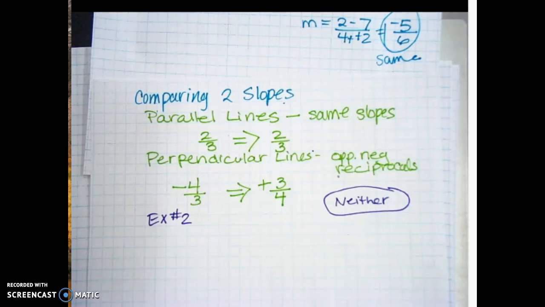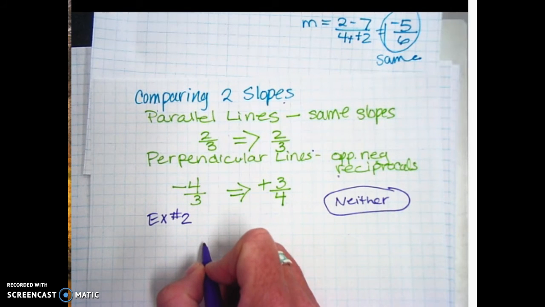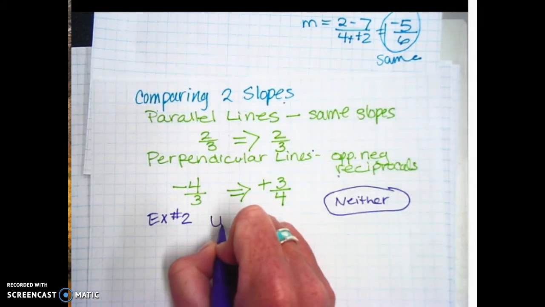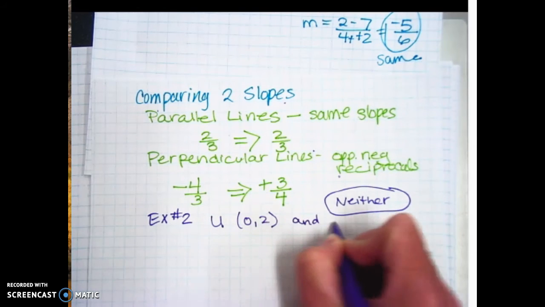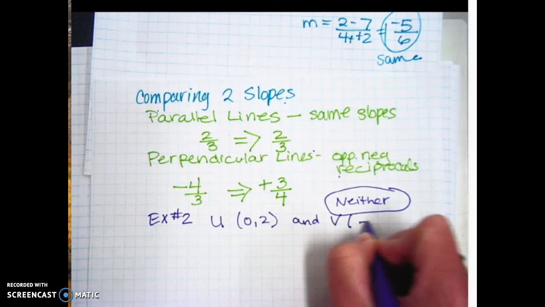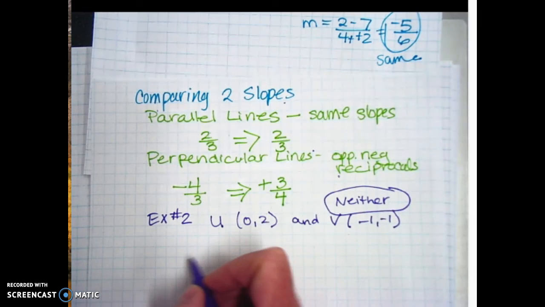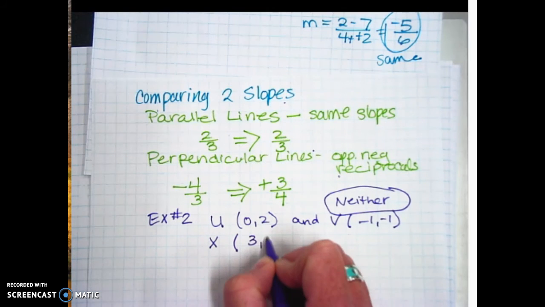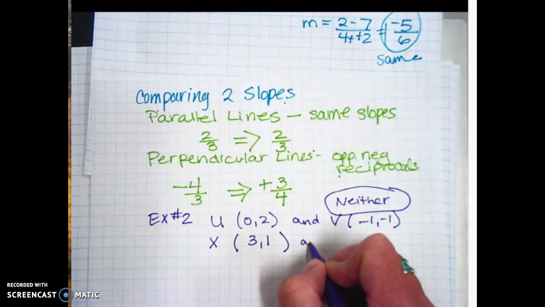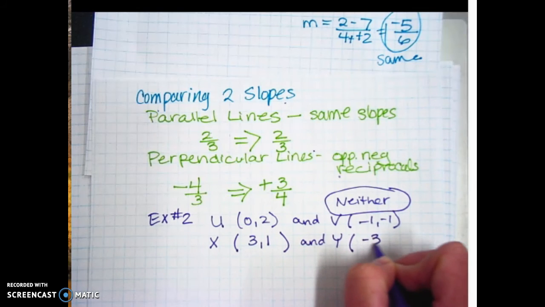All right? So here are the 2 lines. The first one has point U, which is at 0, 2, and V, which is at -1, -1. That's our first line. Then the second line is going to have X, which is at 3, 1, and Y, which is at -3, 3.